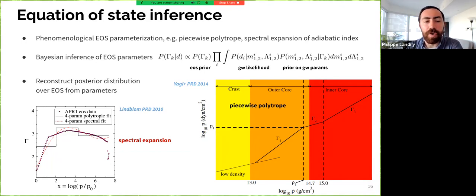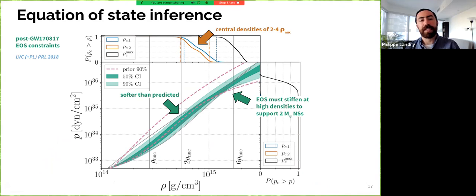You can do a more sophisticated parameterization where instead you take a spectral basis of functions, basically, and you expand that way, and you can more closely match the shape of the nuclear theory equations of state. But basically all these parametric schemes are doing the same sort of thing. They're breaking down the equation of state into a basis of functions and then inferring the coefficients of that basis of functions.